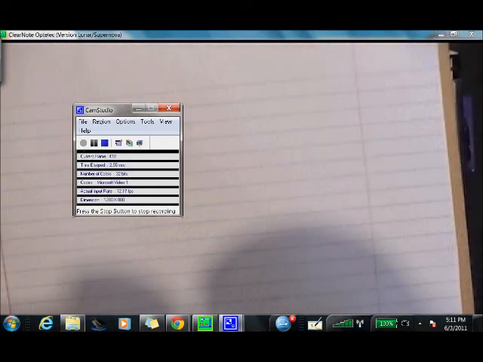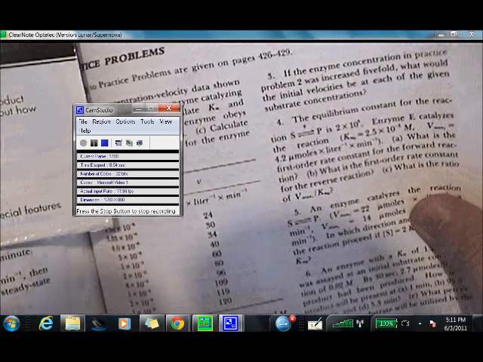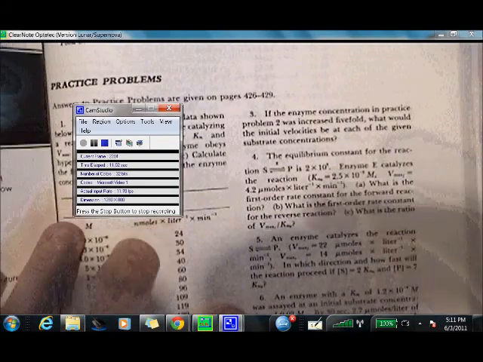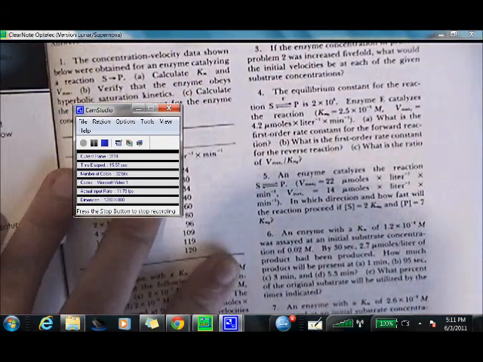Hi everyone. I'm going to be doing Segel, page 319, number 6. This one is actually very easy, but the hard thing about it is what assumptions you have to make.